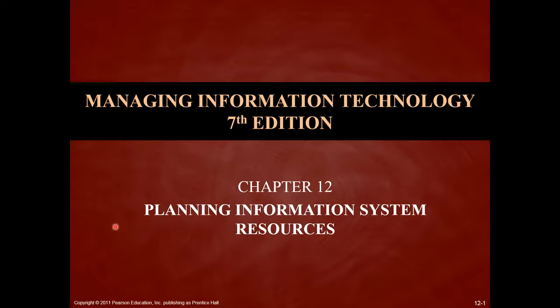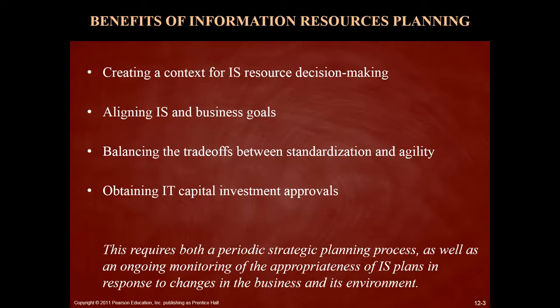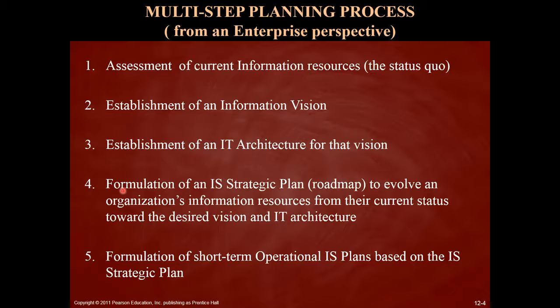Welcome to part 2 of our video presentation on chapter 12, which is devoted to planning information system resources or strategic information systems planning. In the second part, we will talk about the last 4 steps in the strategic information system planning process, which is creating an IS strategic plan, and also about formulation of short-term operational IS plan or objectives based on the IS strategic plan. So we're going to talk about those last 2 steps.